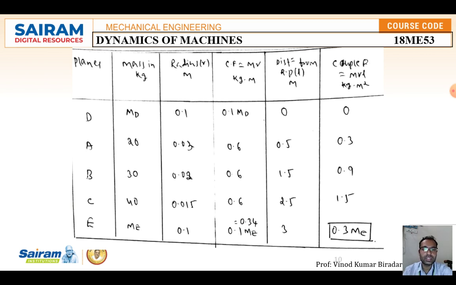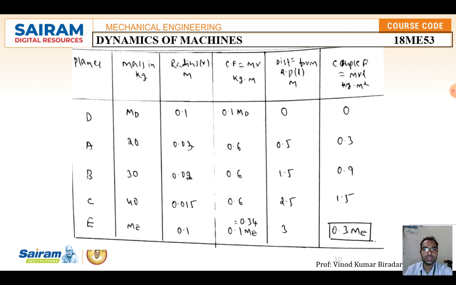Again, the distance from the reference plane, mass d, we are going to consider the reference plane 0, and the length from that point is equal to 0.5, 1.5, 2.5, 3. So that is in mm. You divide, that is, you convert into meter. Again, the last one is the couple polygon, that is m into r into l. And this m into r into l is equal to what? Mass into radius into length.